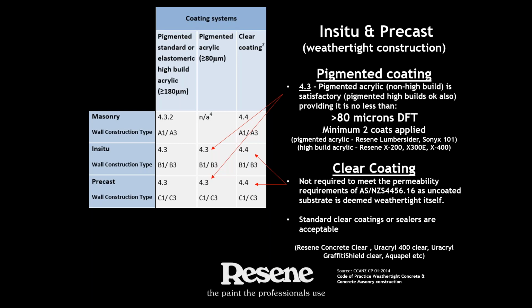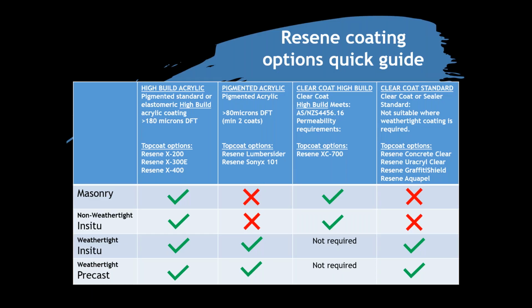Now, we're a little cautious when we're using clear coatings onto Insitu or Precast concrete. So I'll show you another slide after this one. This is just a little coatings guide that we put together as just a quick reference as to where you should be looking for your coatings when you're dealing with concrete. On occasion, I've thrown in there non-weather tight Insitu. On occasion, we get requests in that area. And of course, you would just default back to your high build coatings because you will require a weather tight coating if you have non-weather tight Insitu to deal with.